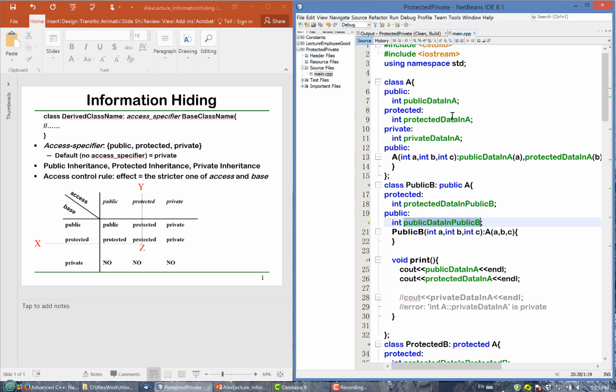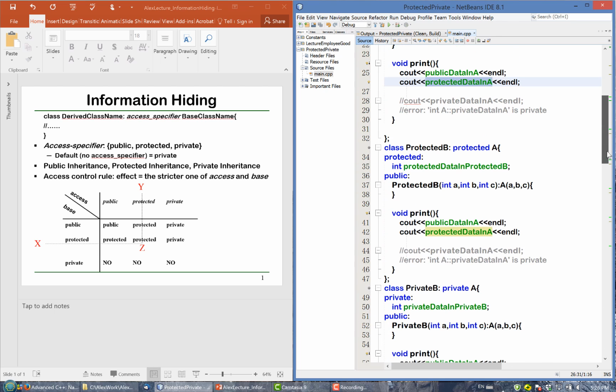For protected data and functions in the base class, they can be accessed by the derived class. Now let's take a look. Protected data in A. In this public B class that publicly inherits from A, you can see we can directly access protected data in A. And also they can be accessed like protected data and functions of the derived class by further derived classes.